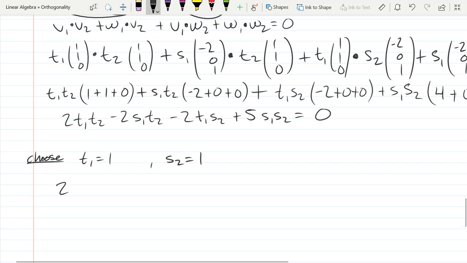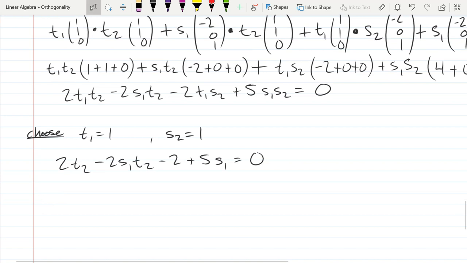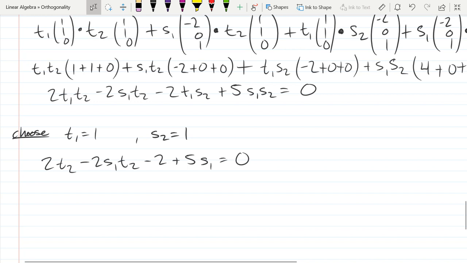So we got 2 times 1 times T2 minus 2 S1 T2 minus 2 S2. Nope. That's just minus 2. And then plus 5 S1. Okay. So it looks like we might be able to pick another value.